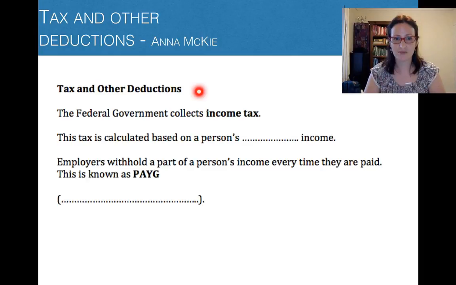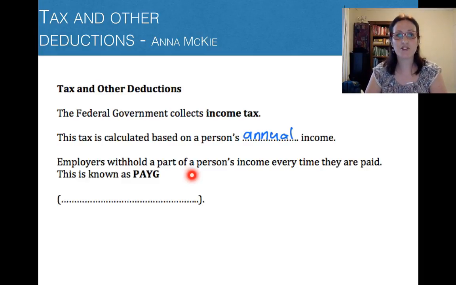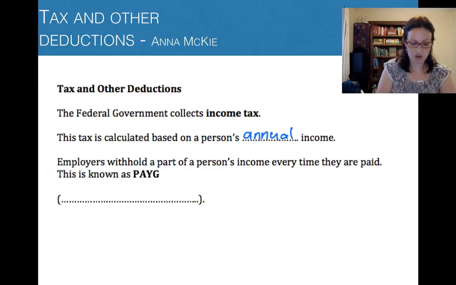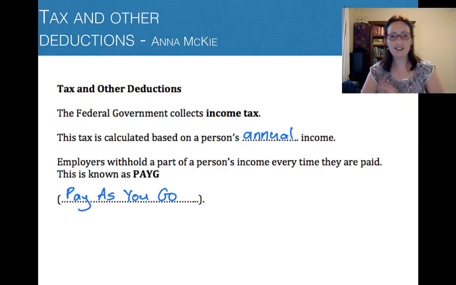Tax and other deductions. The federal government collects income tax. This tax is calculated based on a person's what income? It's based on their annual income, so how much they earn throughout the whole year. Employers withhold a part of a person's income every time they are paid. This is known as PAYG. Now what does that stand for? Pay as you go, it means. So they take a little bit out each pay so that at the end of the financial year it doesn't hit you as a lump sum.